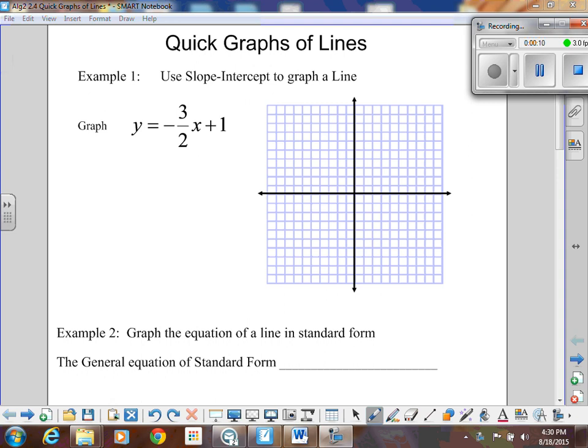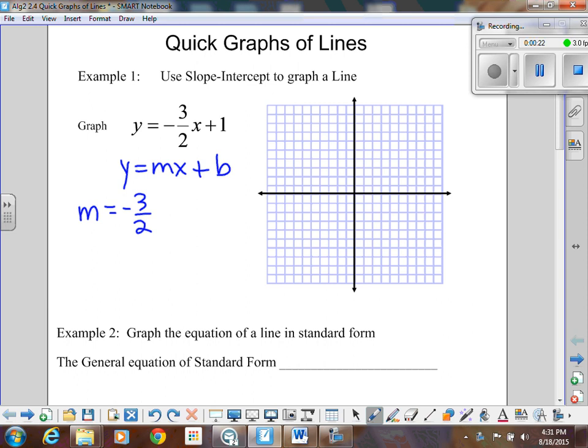This is the y equals mx plus b. So remember we said that the m, which would be -3/2, that's our slope, that's our rise over run. And the b, which in our situation is 1, that would be our y-intercept. And we always start with the y-intercept. So I'm going to start on the y-axis at +1.